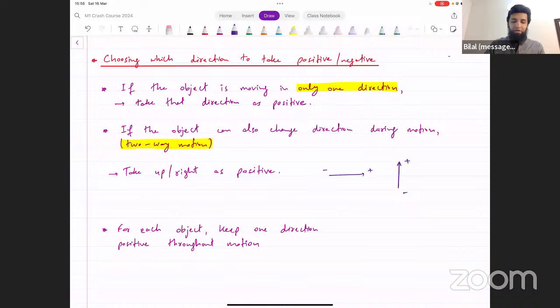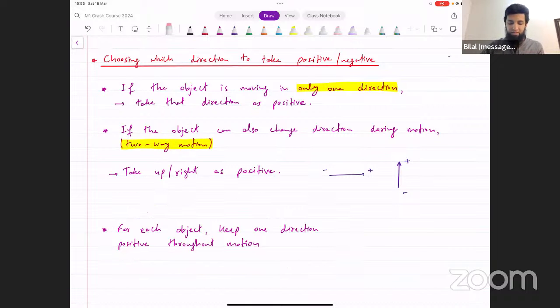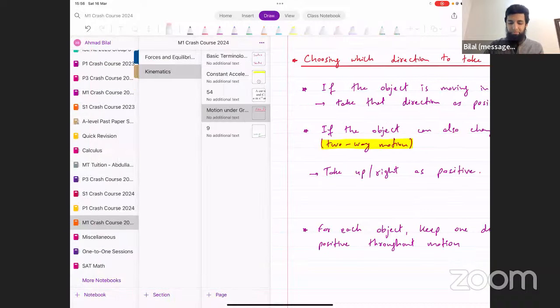However, keep in mind, if it's two-way motion, it does not mean when the object is going in one direction to take that as positive and then change that when the object changes direction. Don't do that. For each object, keep one direction positive throughout motion. Do not change the positive directions during motion. That's going to complicate things a lot and almost always result in careless errors. So keep the same direction positive throughout the motion for every single object, for each object separately.